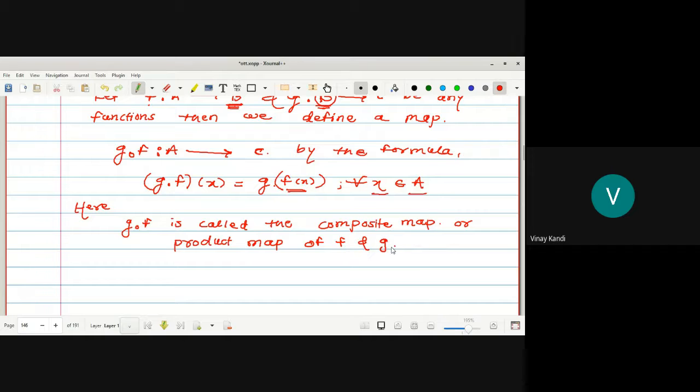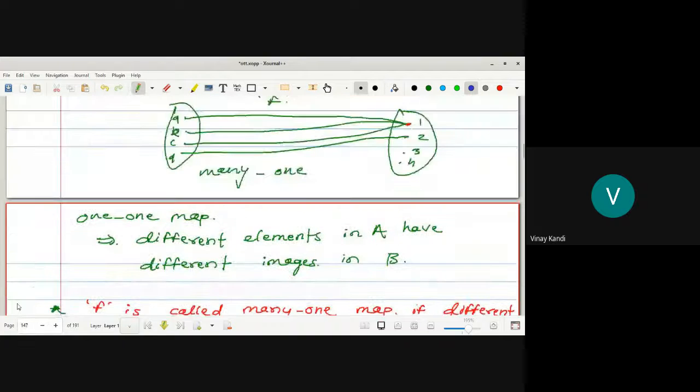Now look at the example. Example number 1. Any doubt up to here? These are the three definitions.